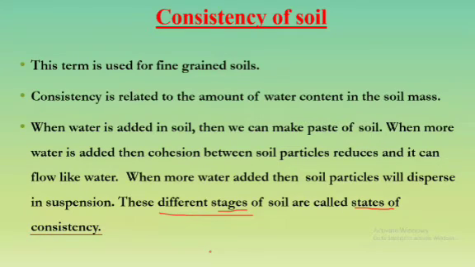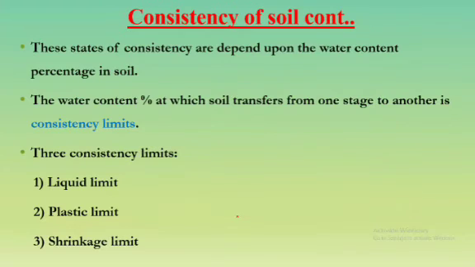These different states or stages of soil which change with the amount of water are called the states of consistency. These states of consistency depend upon the water content percentage in soil, and the water content percentage at which soil transfers from one stage to another is the consistency limit. There are three consistency limits: the first one is the liquid limit, the second is the plastic limit, and the third one is the shrinkage limit.